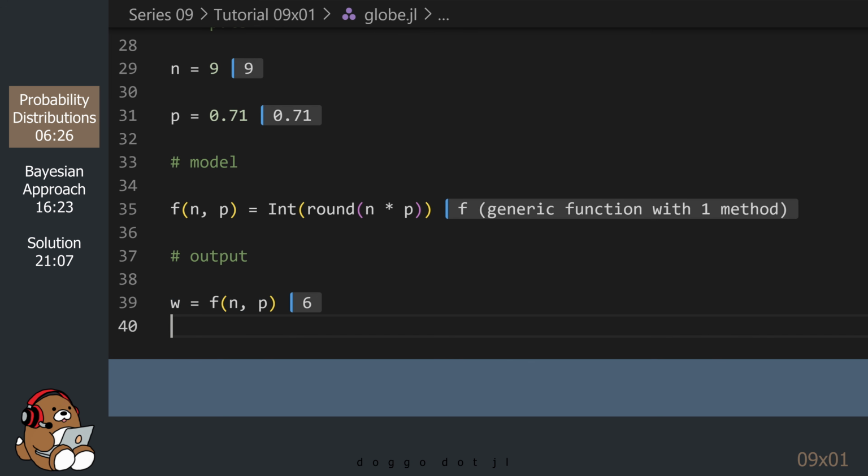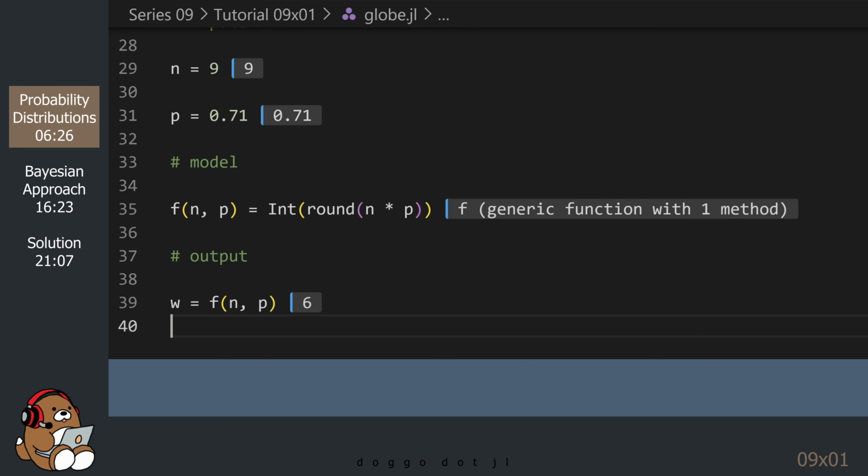So according to this traditional approach to problem solving, if you toss a globe 9 times and randomly point to the surface, your finger should point to water 6 out of the 9 times. As long as you know the value of p, or the percentage of water that's covering the surface of the Earth, then it's easy to solve this problem.